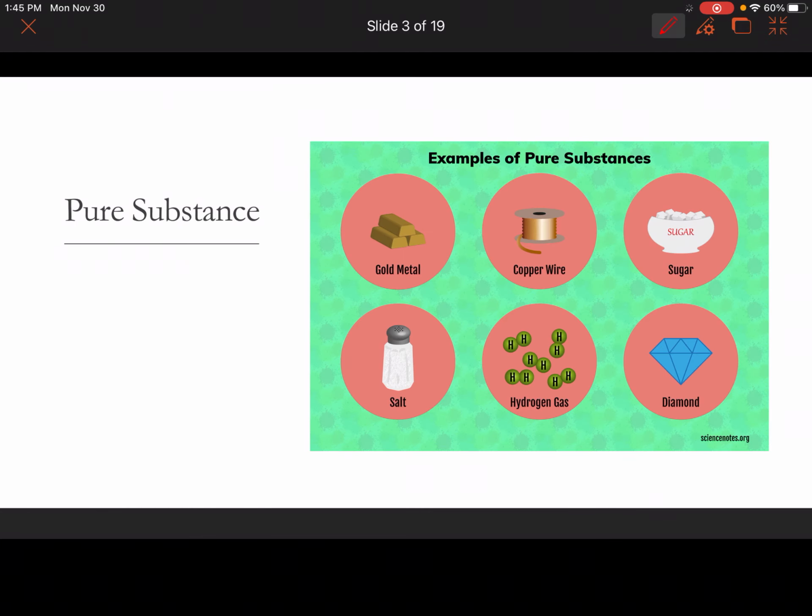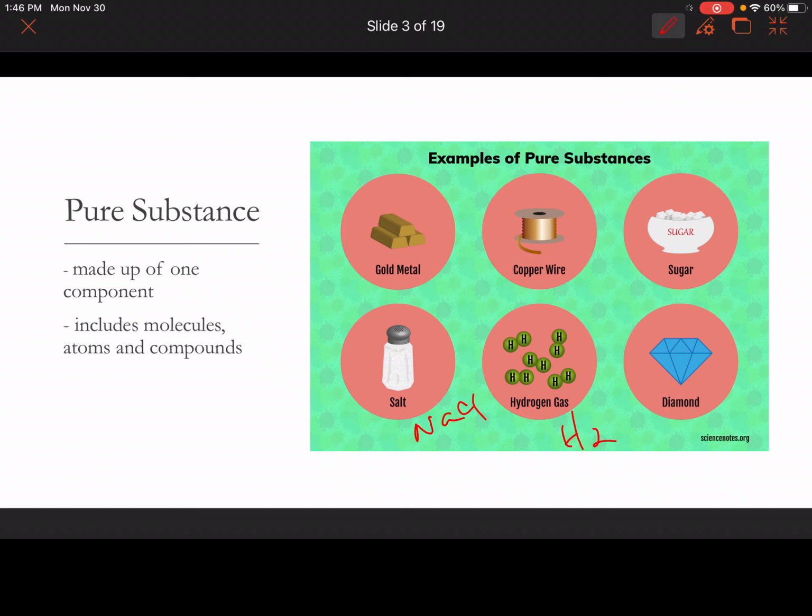Now, pure substances. So these are all examples of pure substances here. So the elements are all pure substances like gold, silver, copper, etc. We also have things with salt, so we've got our NaCl, we've got hydrogen gas, which is H2, we've got diamond made from carbon, we've got sugar, C6H12O6. These are all pure substances. Now, pure substances are made up of one component. Now, you may be confused by that because obviously NaCl, for example, is made up of sodium and chlorine, but what we mean by that is that it's all made up of the same compound. So it's sodium and chlorine bonded together.